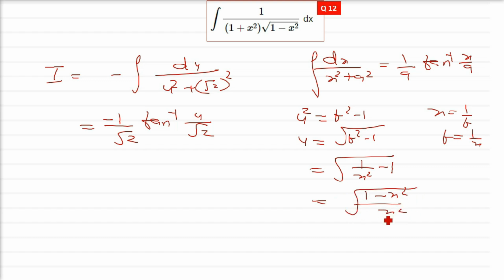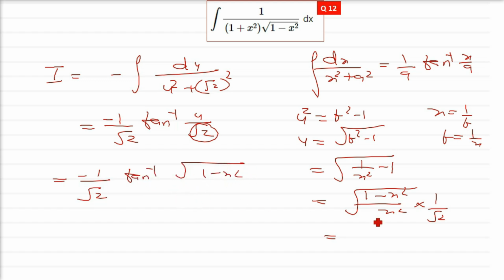Now we have u by root 2. So this u will be multiplied by 1 by root 2. So root, anything which is inside root, two things can be multiplied. So let me write it finally: negative 1 by root 2 tan inverse under root 1 minus x square will remain like this, and in the denominator it will be again inside the root, but it will be 2x square, plus a constant of integration. This is your final result.